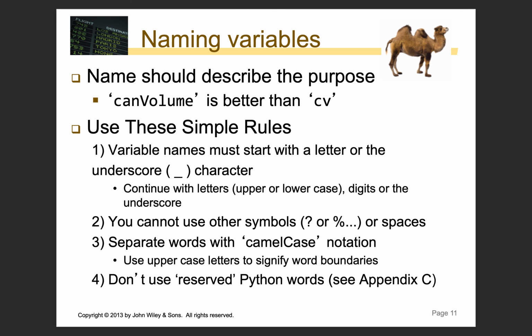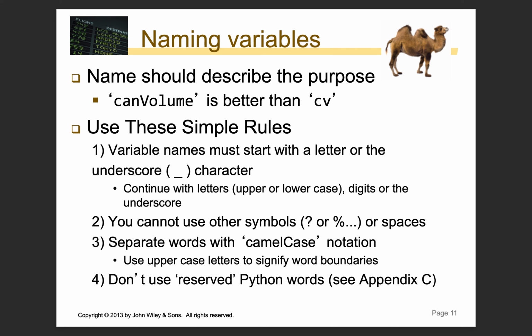So here are some naming conventions for how you should name your variables. Names should describe the purpose of the variable. Something like canVolume is much better than CV, because canVolume clearly indicates what the value is referring to. CV could mean lots and lots of different things. And then there are some simple rules.